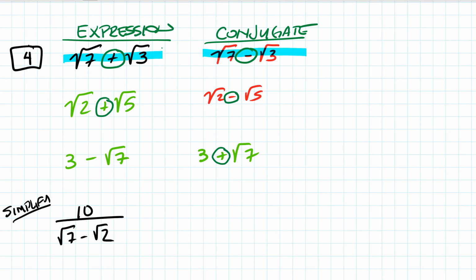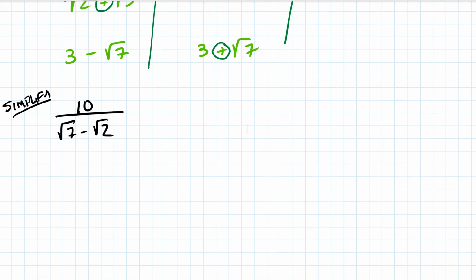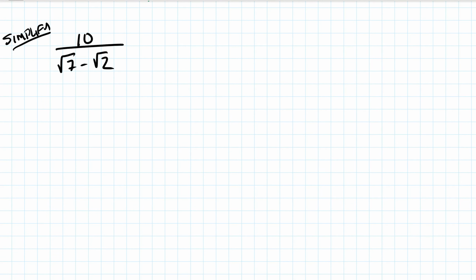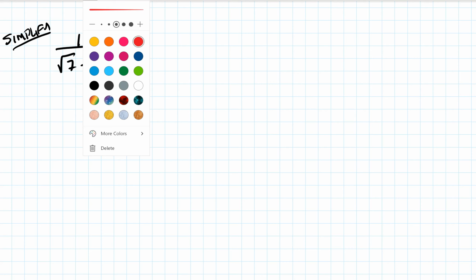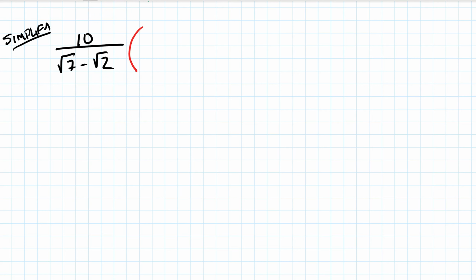So we can take an expression written in radical form and then find its conjugate by taking the opposite sign between them. This is going to be really important when we try and simplify this. We know we can't have a square root in the bottom, so what we do is we multiply by the conjugate of that denominator. That denominator is rad 7 minus rad 2, so the conjugate is rad 7 plus radical 2.